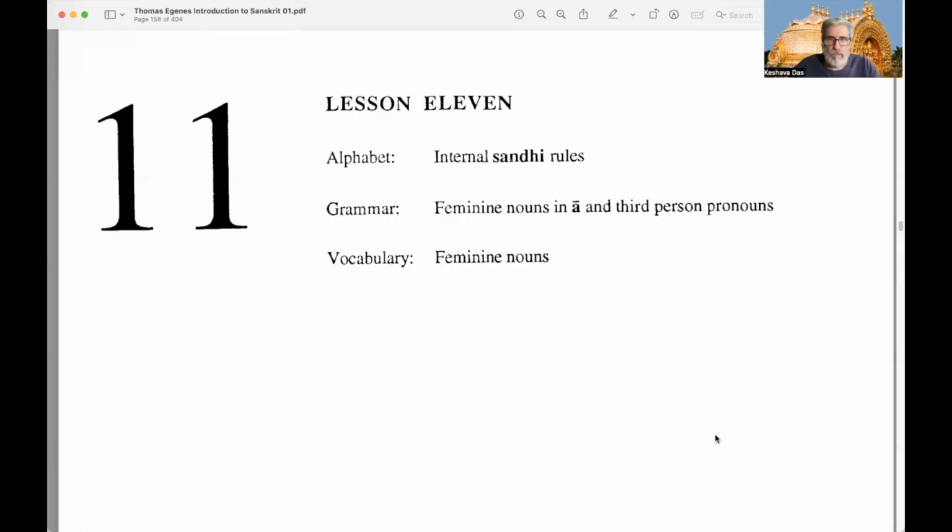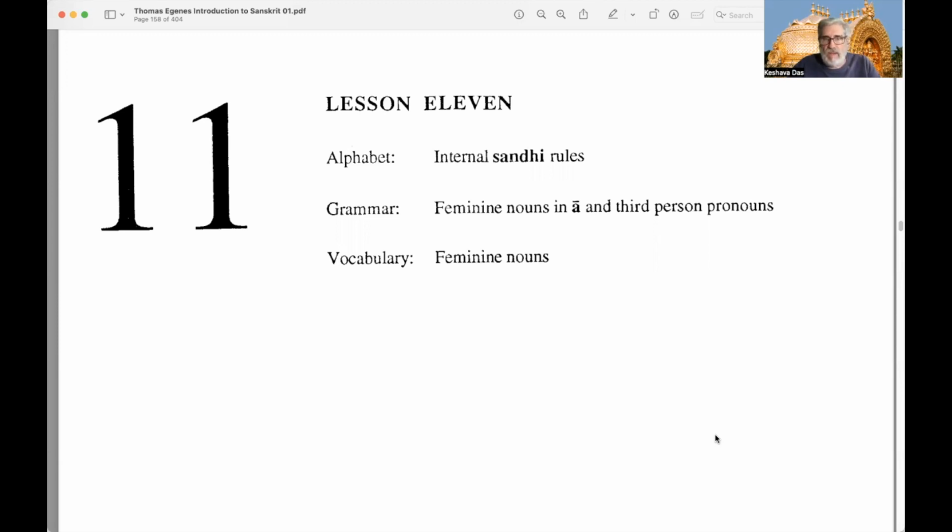So today, after a long break, we're starting our basic Sanskrit series again, following the book of Thomas Aquinas, and we are up to chapter or lesson 11. So let's have a look at lesson 11. The topics covered today will be internal Sandhi rules. Grammar will be feminine nouns ending in long A, and third-person pronouns.